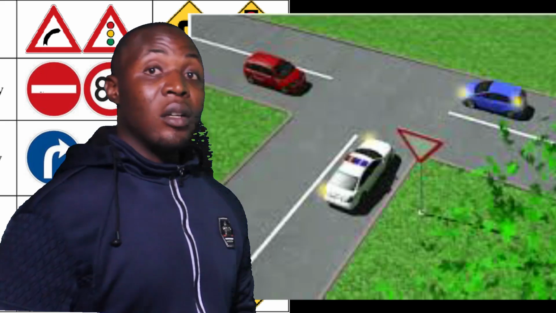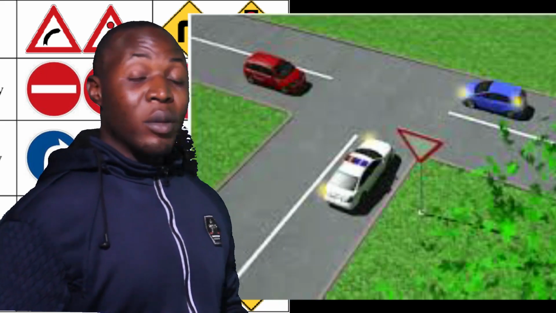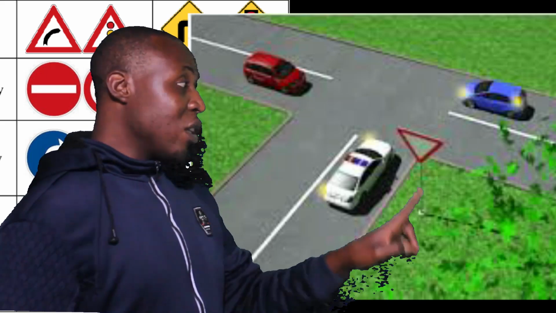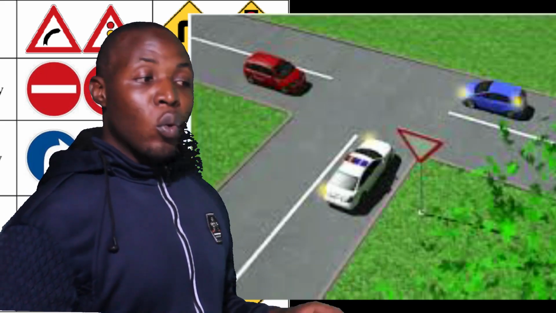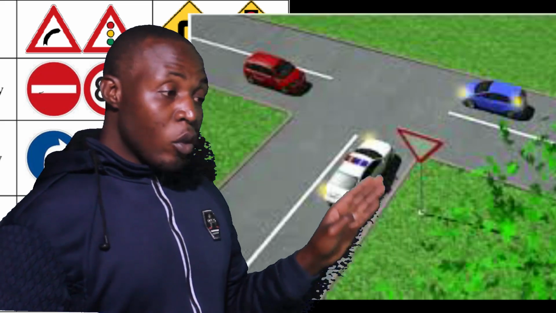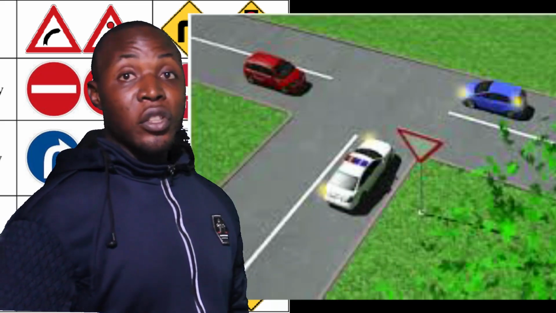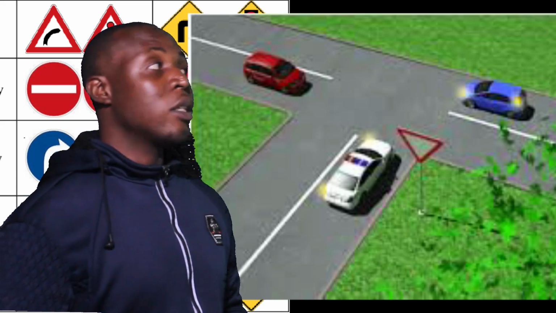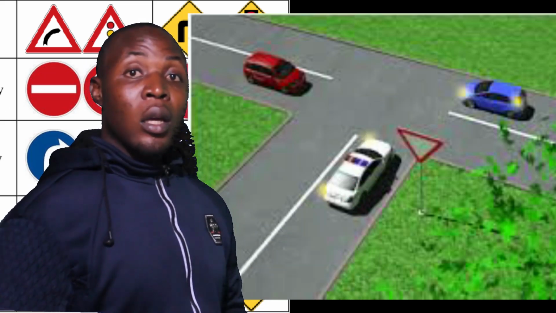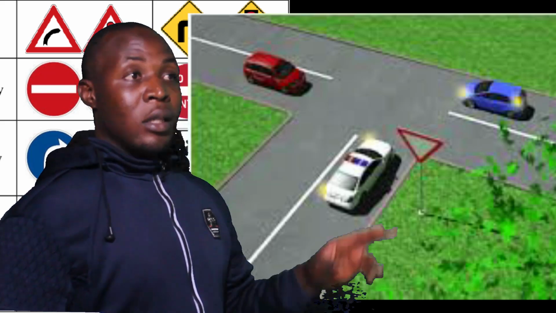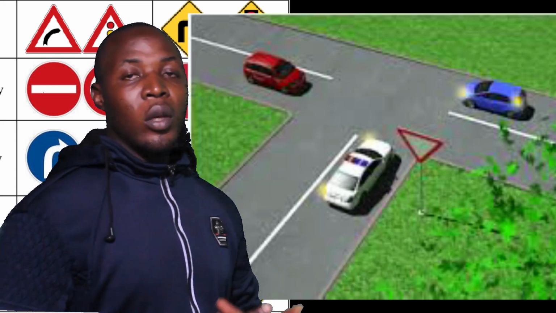The blue vehicle has its own priority over the T-junction, but because the blue vehicle wants to enter, it will lose that priority. So whenever you enter into the T-junction and you want to change direction, know that you have to lose priority. So on this junction, the red vehicle has to pass, then the blue vehicle has to enter, and then the white vehicle.